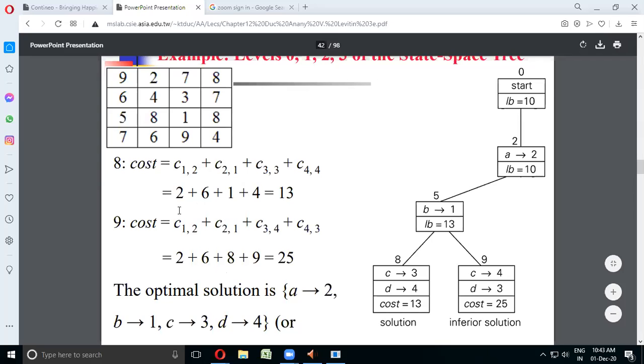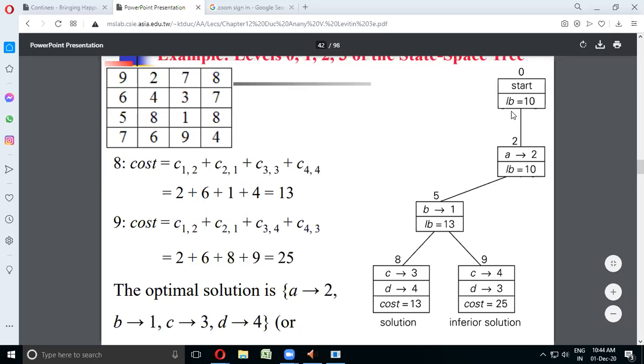2 plus 6 plus, see, if I am assigning the first person the second job, then for the second person, I have the possibility of assigning either first or third or fourth. So you should also understand it that way. And then when you sum this cost, I get it as 25. Now, if you look at 13 and 25, the solution will be 13 for this problem, which is more or less the optimal solution.